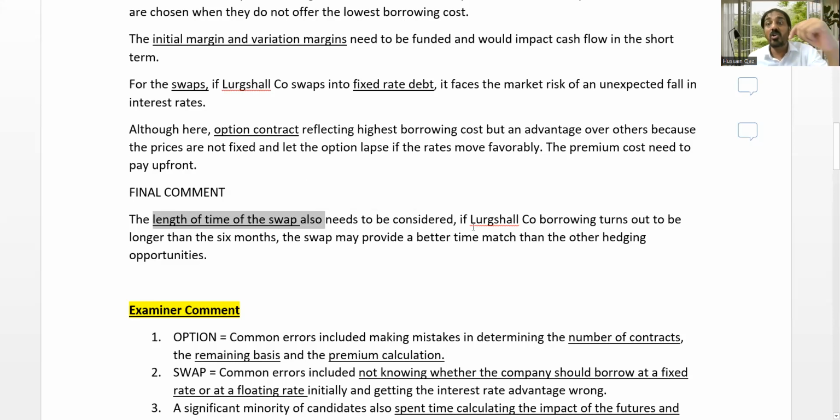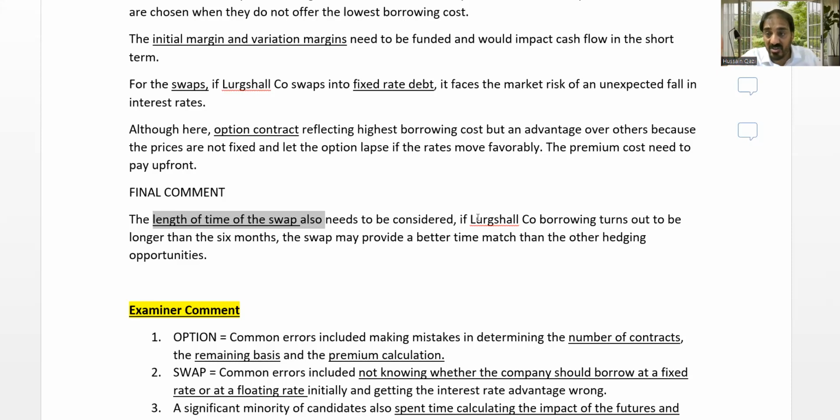Here the company wants to borrow for 6 months. If the company's plan changes, because the company also has a plan for expansion, a long-term investment, and the plan moves from short-term to long-term borrowing, then none of the other hedging techniques will be available or beneficial.